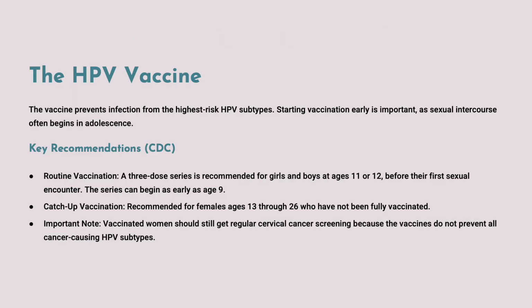So in order to prevent cervical cancer, you could give the patients the HPV vaccine. So who needs to receive the HPV vaccine? All girls as well as boys at ages 11 or 12 or before their first sexual encounter. Actually, the three-dose series can begin as early as age 9 if the patient appears to be at risk for sexual exposure, right? So the catch-up vaccination can also be performed for females ages 13 to 26 if they have not been fully vaccinated.